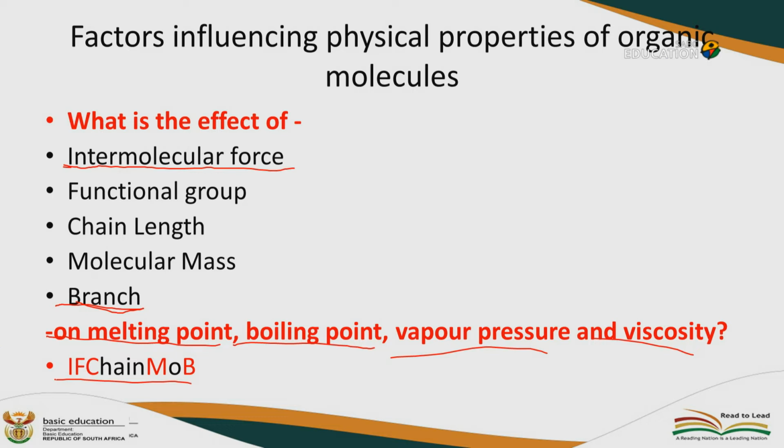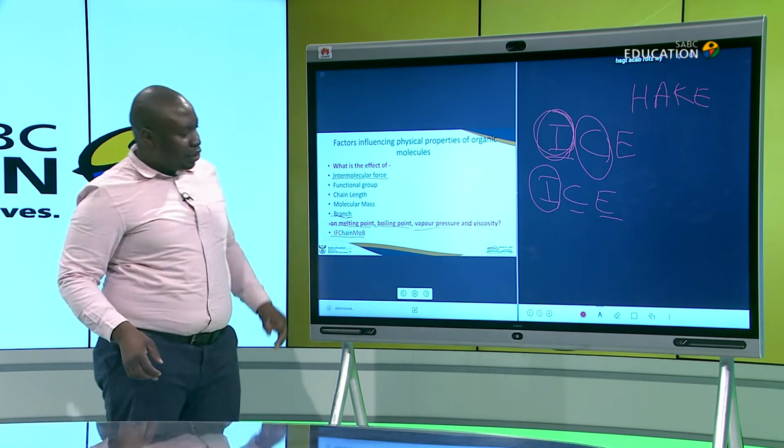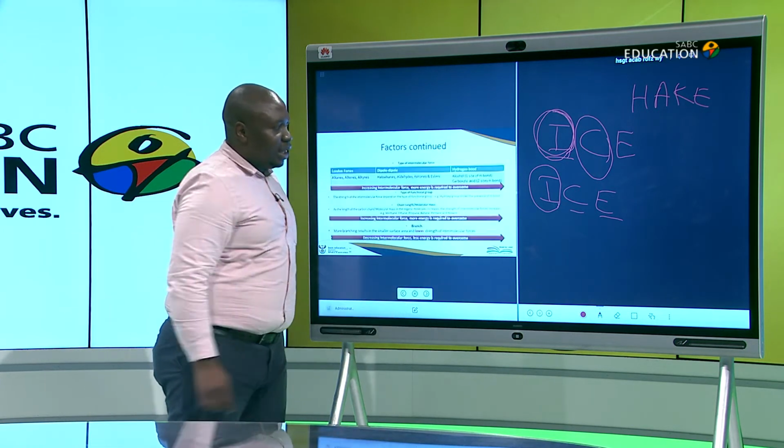So the first thing you will check, what type of intermolecular force. You will check that is dependent on the functional group. You will check on the chain, whether it's a long chain or a short chain. You will check at the molecular mass. You will check at the branch. We're going to do examples that answer all that.